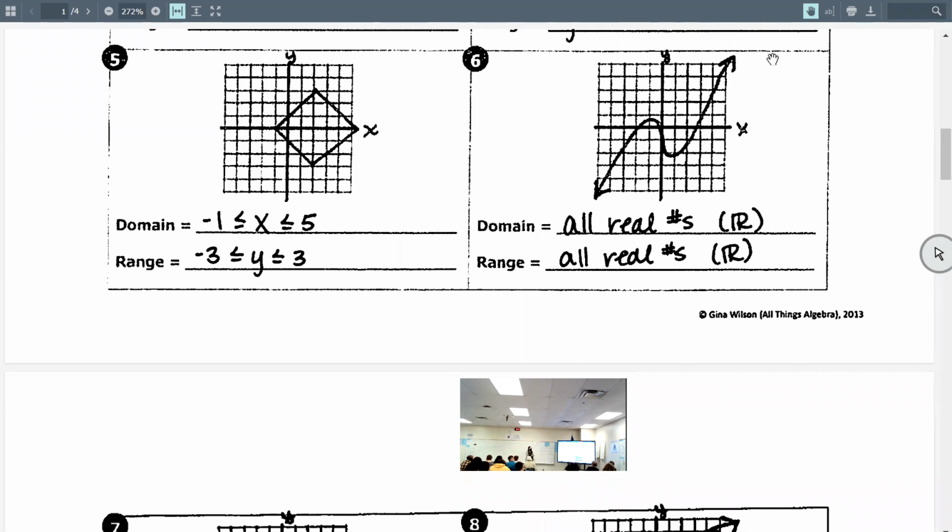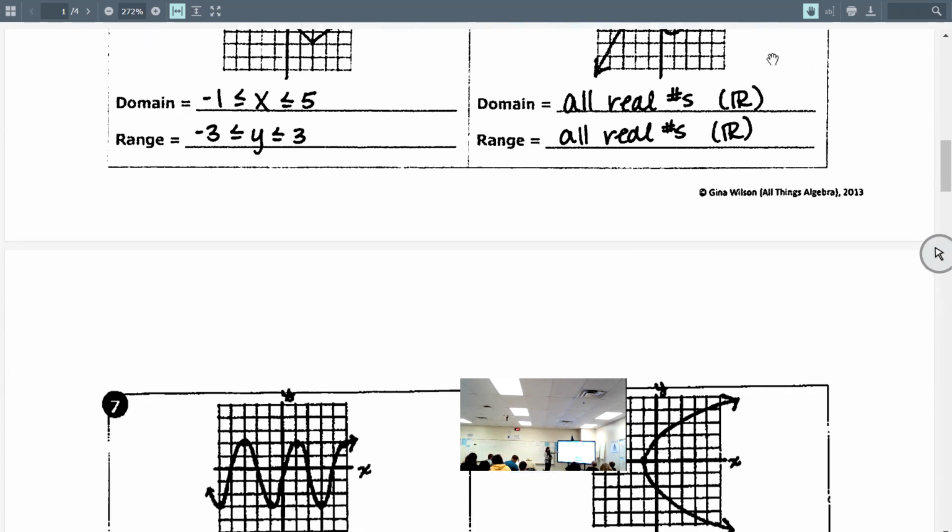All right, and then let's look at some of these other ones, some of the solutions. Let's make sure they make sense. Do you guys see how it goes infinitely from left to right on number 6? It does get wider. So that means it will touch all the x values. That's why the domain is all real numbers. For the range, does it go infinitely upward? Yeah. Does it go infinitely downward? Yeah. So again, all real numbers. That makes sense. Let's keep going.